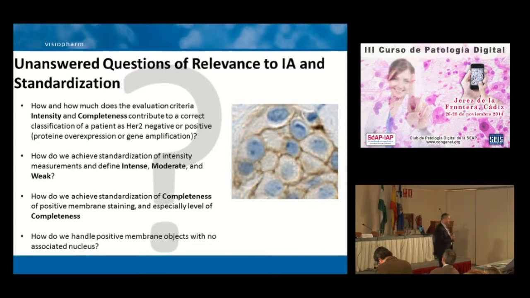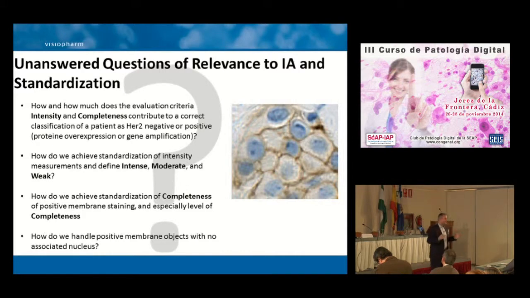What does it mean that something is weak or strong? That's another problem. And how do we standardize the completeness or even quantify the completeness of circumferential staining? And there are even some problems that if you start, as we did, developing algorithms, you will start tearing your hair out because we are cutting through three-dimensional tissue. And sometimes you see a membrane without a nucleus. And sometimes you see a membrane between two nuclei, and does it belong to both or just one of them?